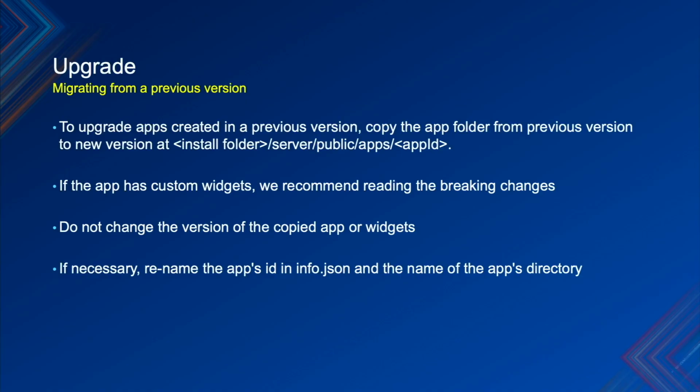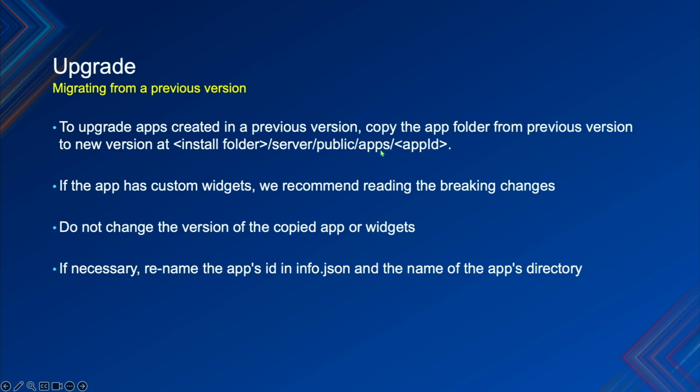To upgrade the apps created in previous Experience Builder Developer Edition, you can just copy the app folder from the previous version to the new version. And the app folder is located under the install directory, server, public, apps.